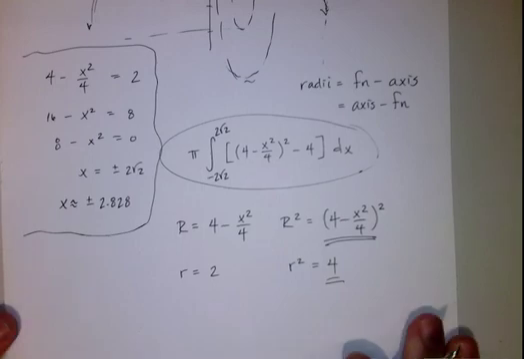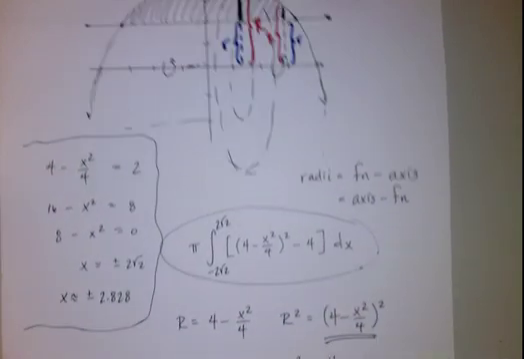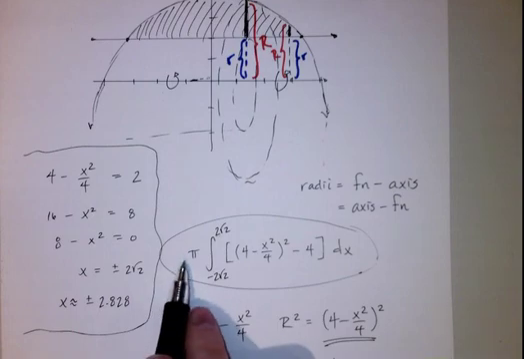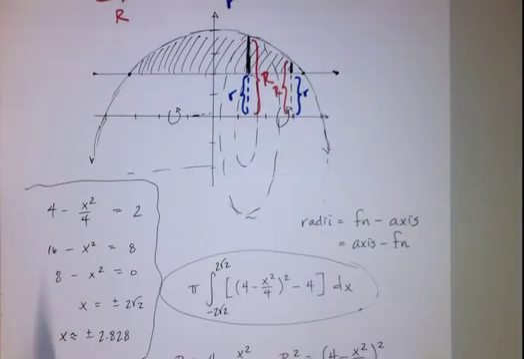And of course, using the same logic as last time, you could have gone 0 to 2 root 2 and just popped a 2 out in front because of the obvious symmetry of the region that you see in the picture right there.